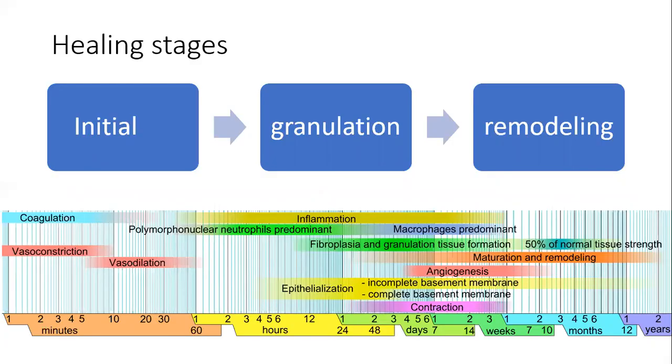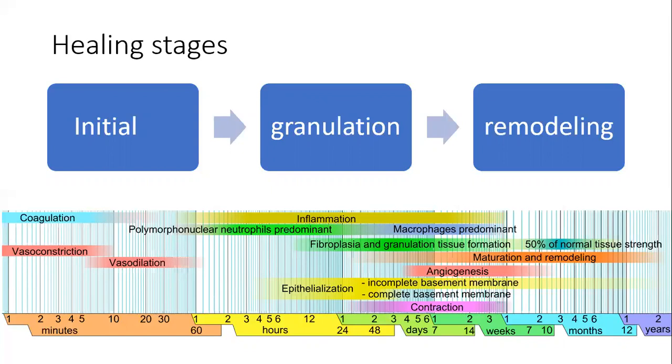So the stages of healing are the initial stage, and this gives you a little ruler of the timeline below here. You have your inflammatory stage, then your initial stage, and then you move into granulation, and that's when fibroplasia and granulation tissue form, and that's when macrophages are mostly there. And that's when the little buds for the blood vessels are formed.